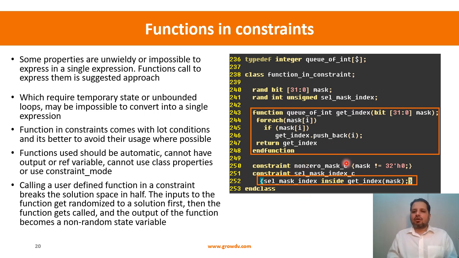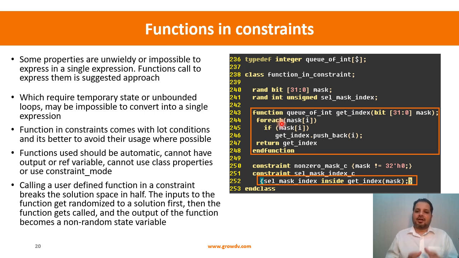First, this non-zero mask gets solved. We generate a non-zero value for the mask. We send it to this function getIndex, and getIndex takes this input mask and goes through each of the values. So this foreach is different. This foreach executes in the procedural context, whereas when I directly use a foreach in the constraint, it gets unrolled and each of those values are solved simultaneously. But when you call the function, the foreach that I am using over here doesn't get unrolled.